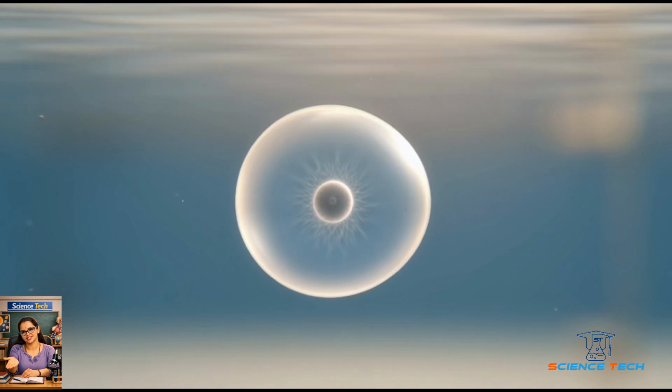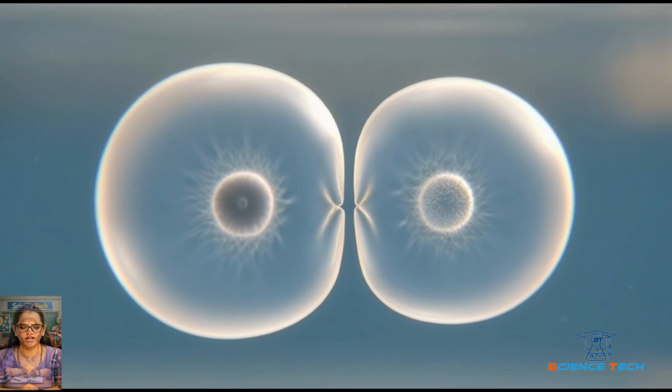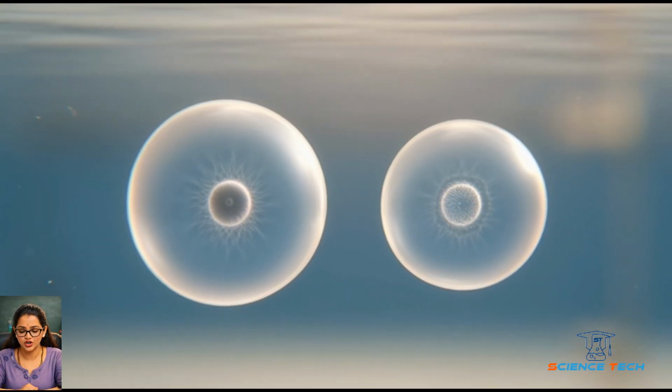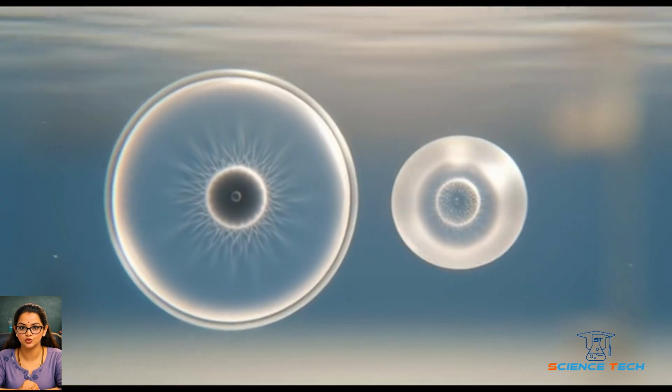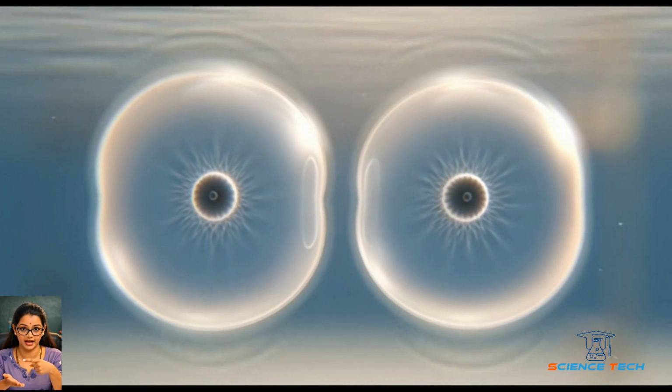Definition of asexual reproduction. The process of formation of a new organism from a single parent without the involvement of gametes is called asexual reproduction. Since there is no fusion of male and female gametes, the newly formed organism is genetically identical to the parent.